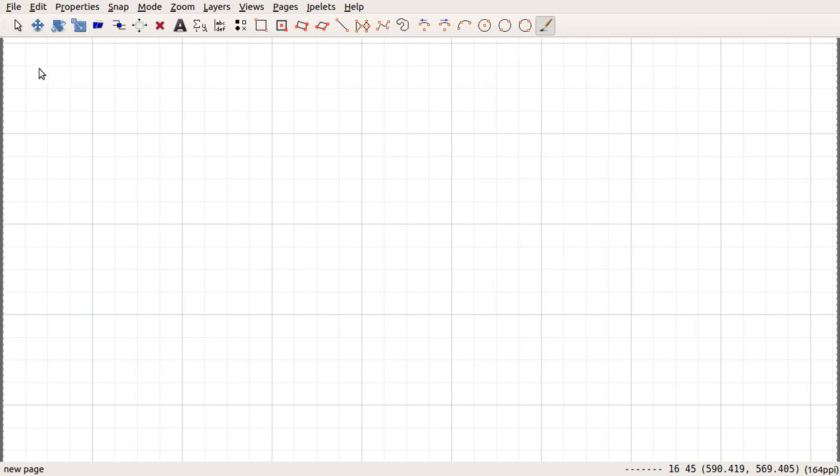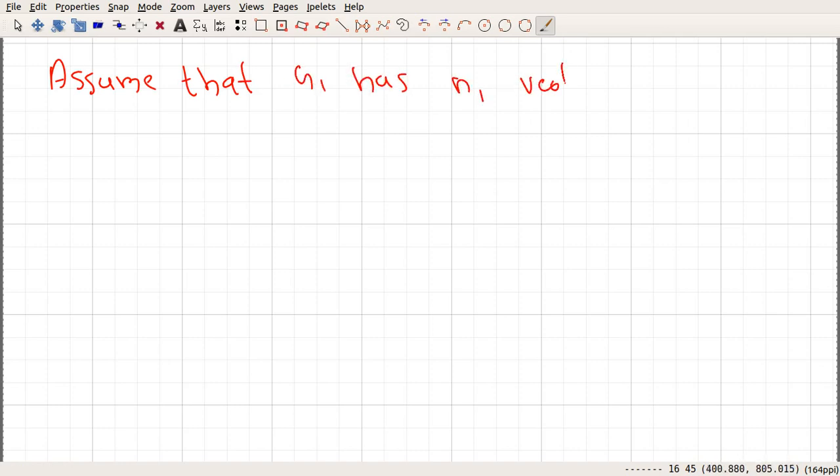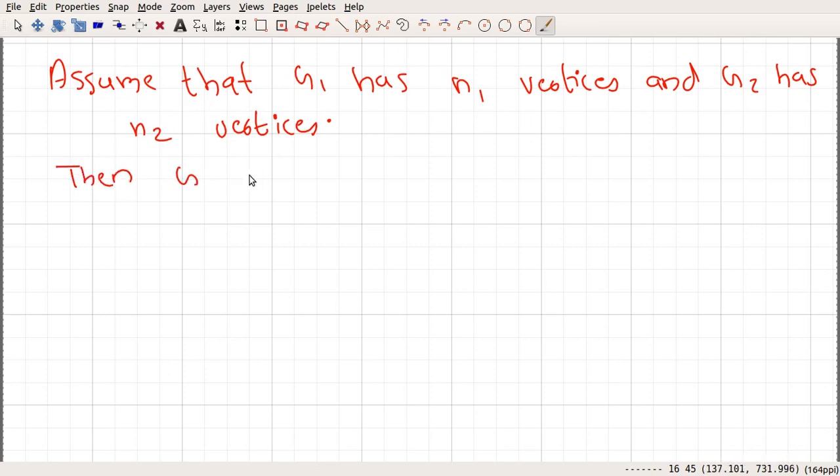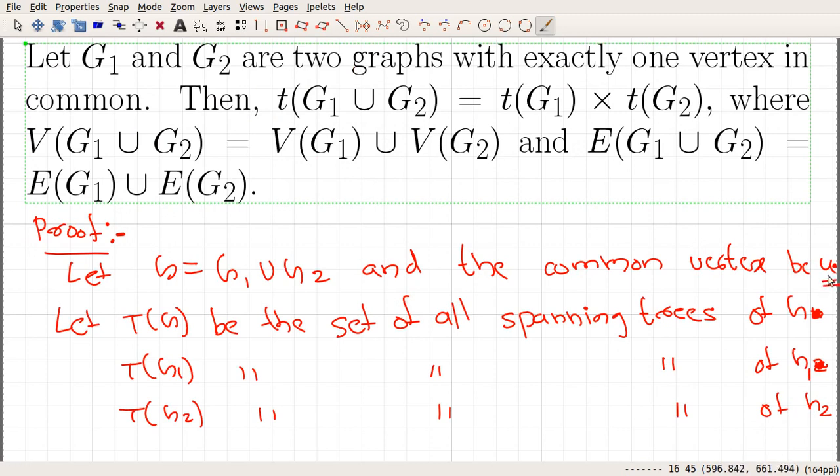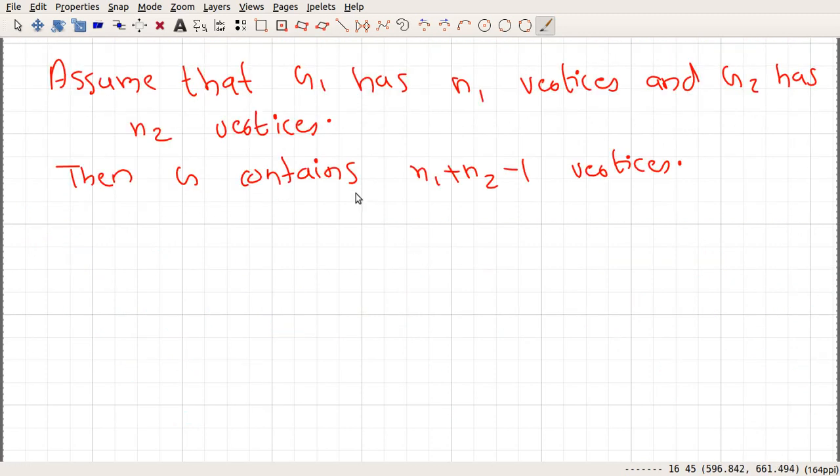Okay, so assume that this G1 has n1 vertices and G2 has, say, n2 vertices. So that says G contains n1 plus n2 minus 1 vertices. The reason is it has a common vertex u. So the total number of vertices in G will be n1 plus n2 minus 1.